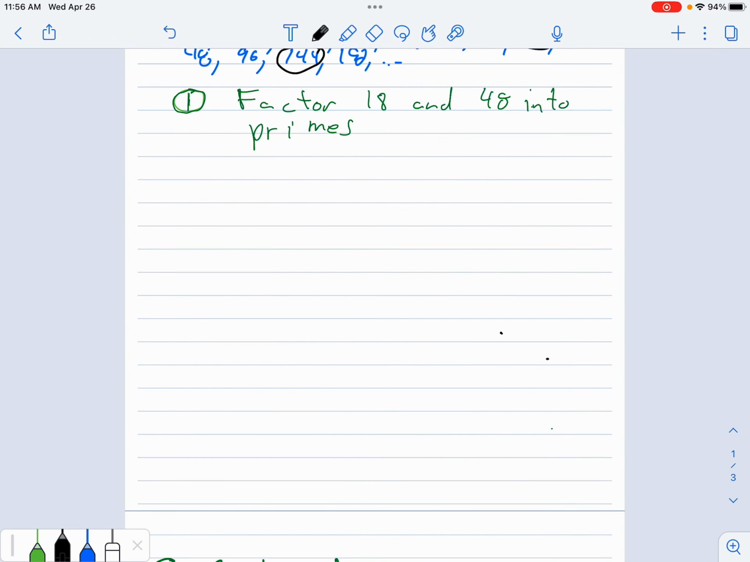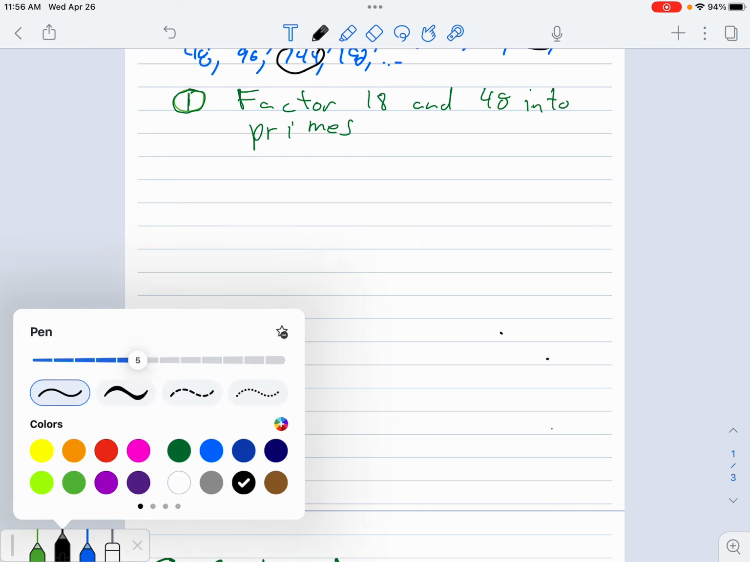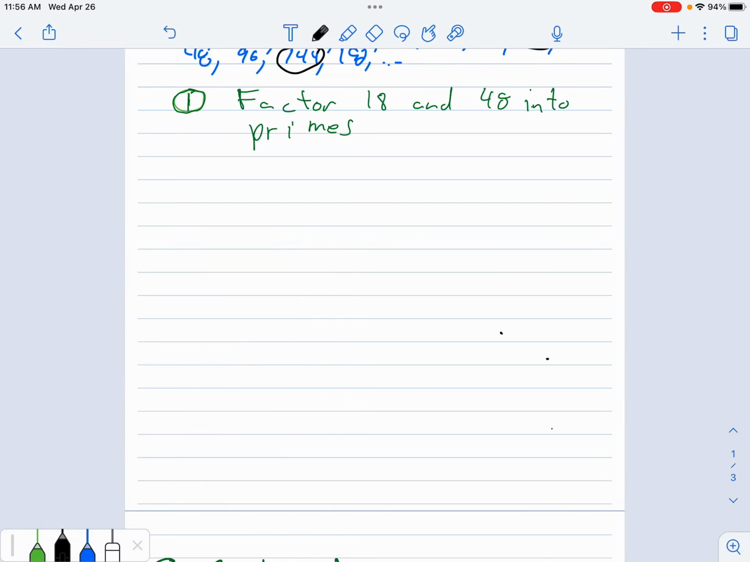So let me go ahead and talk about the alternative method, which is as follows. What we're going to do is take our numbers 18 and 48 and factor them into primes. This works if you just have 2 numbers or 3 numbers, for whatever numbers I'm asking you to find the LCM for. This will always work out.